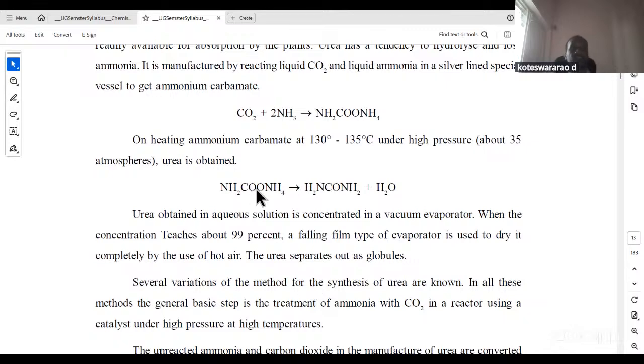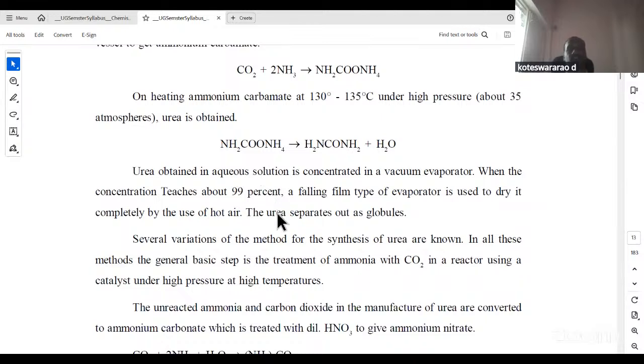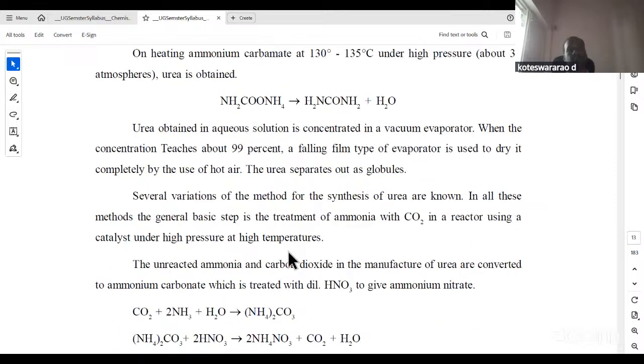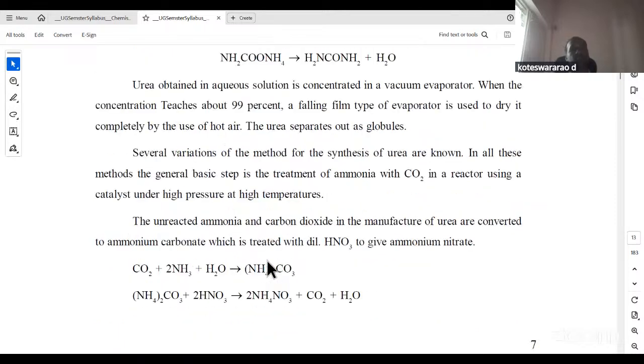Okay, several variations of the methods for synthesis of urea are known. In all these methods, in general, the basic step is treatment of ammonia with carbon dioxide in a reactor using a catalyst under high pressure at higher temperatures. The unreacted ammonia and carbon dioxide in the manufacture of urea are converted to ammonium carbamate. Both are inert at atmospheric pressure and room temperature, but they are combined together.